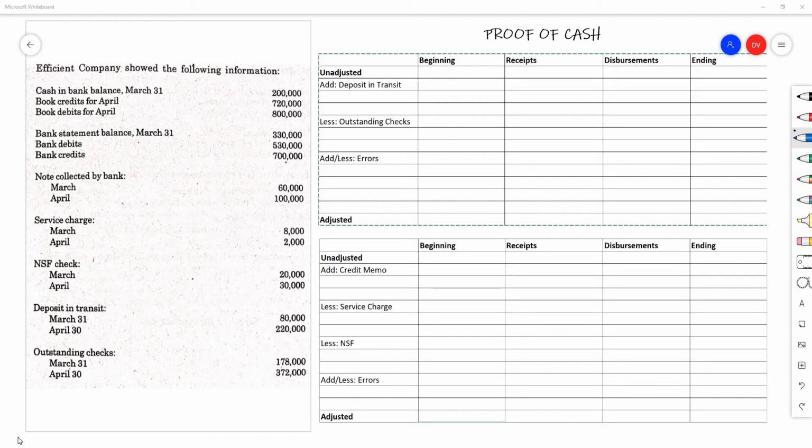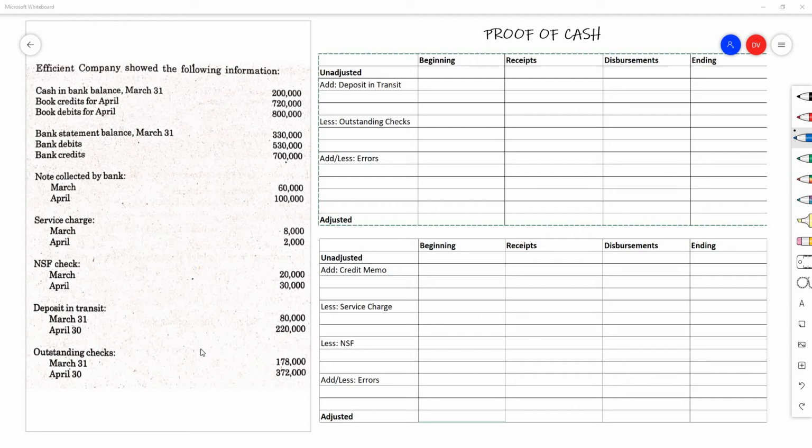I suggest before trying to understand proof of cash, we should have an in-depth knowledge of the basics of bank reconciliation. Okay, so although this is just a discussion proper, we will have to use a problem in order to discuss the details of proof of cash. So what is proof of cash?